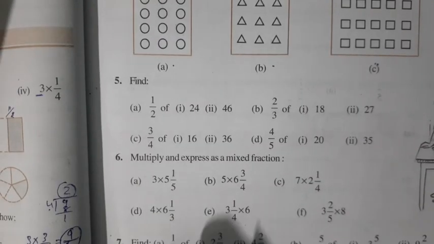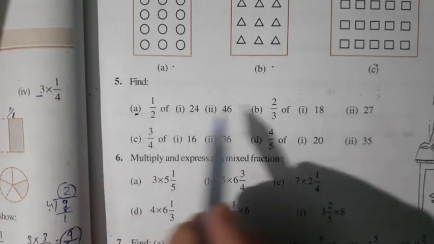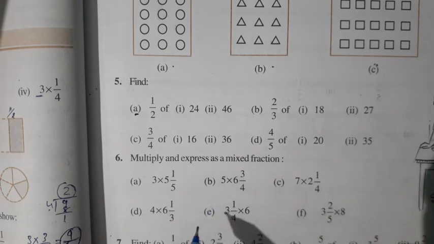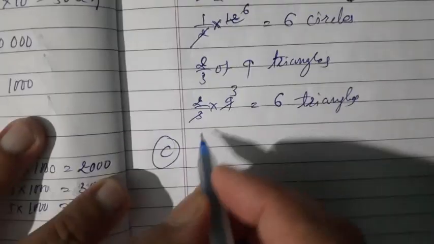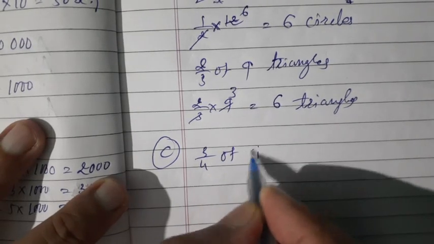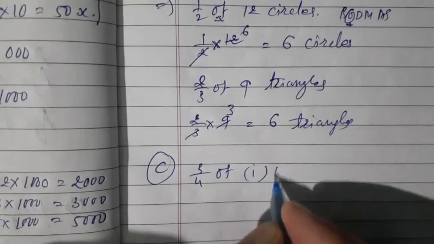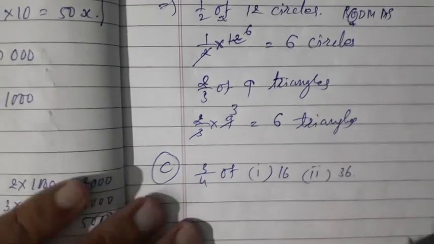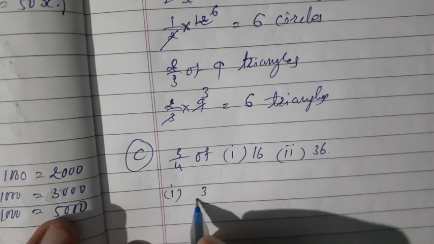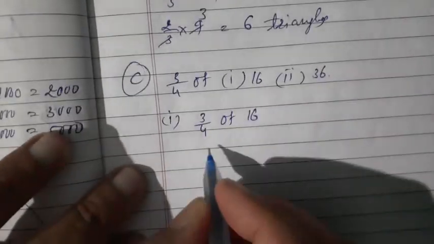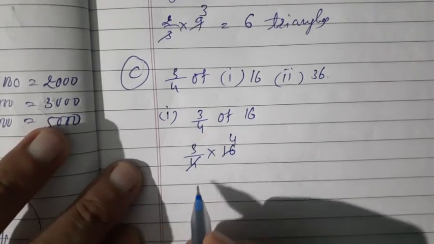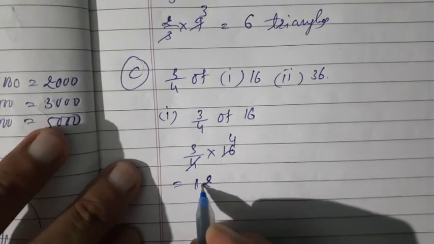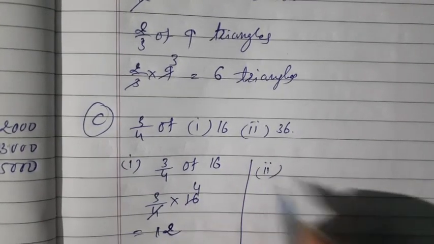Okay. Question number 5. Find A, B, C, D. Out of them we solve any one. Suppose we take C. That is 3 upon 4 of, in that the first one is 16 and the second one is 36. First we solve the first one. 3 upon 4 of 16 means 3 upon 4 into 16. 4 4s are 16 and 4 3s are 12. That is 12.